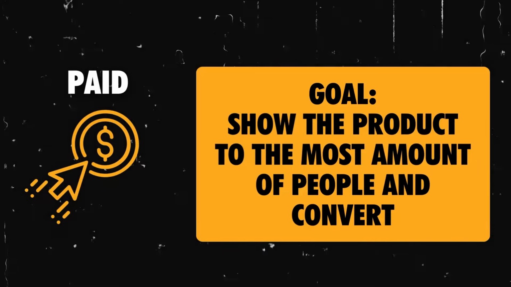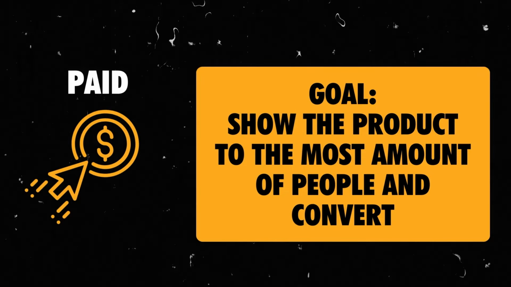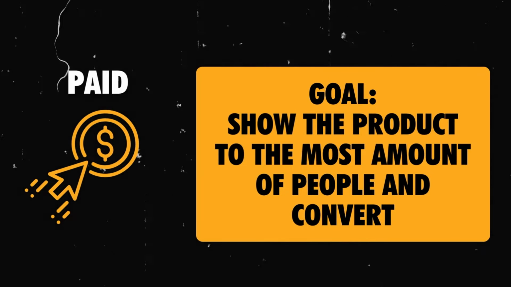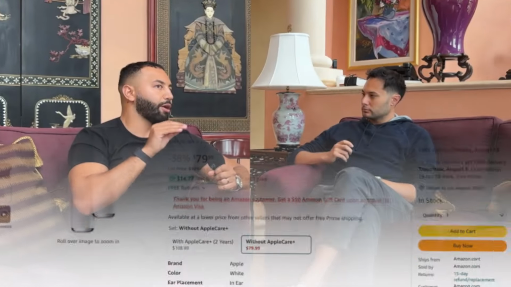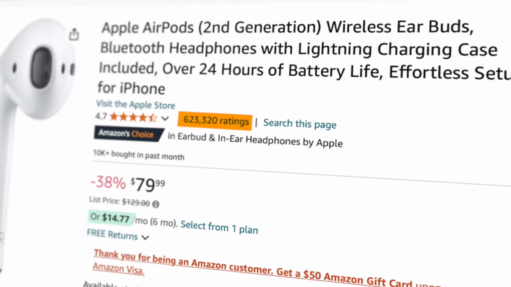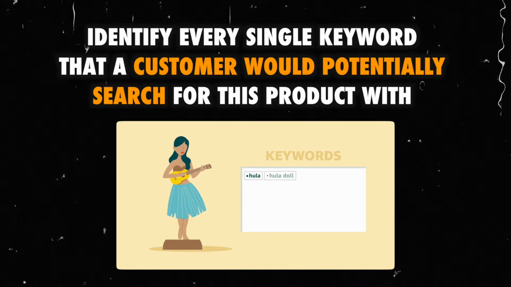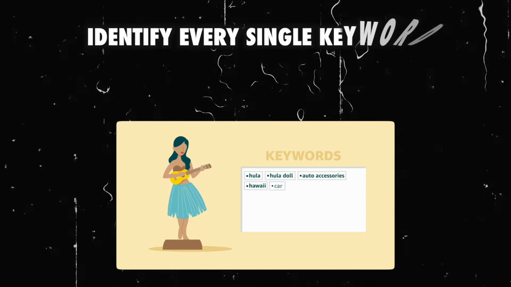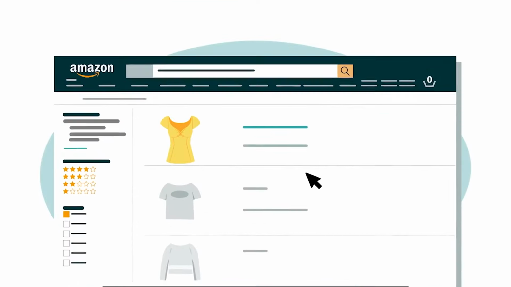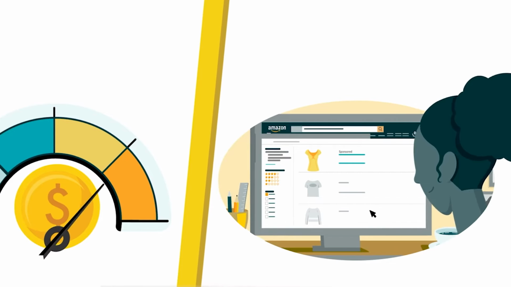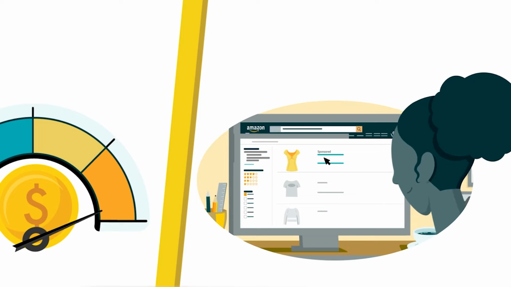So essentially with paid, the goal is, how do I show my product to the most amount of people, but in a way that makes sense, right? In a way that converts. So ideally, let's say that you had a product with 500,000 reviews, right? You're going to convert on everything. So what you would do is simply identify every single keyword that a customer would potentially search for this product with, and then create a campaign and show up on the top of the first page. And that will result in you showing everywhere, getting the maximum number of impressions, and converting on all of them because you have 500,000 reviews, right? Which is more than anyone else.